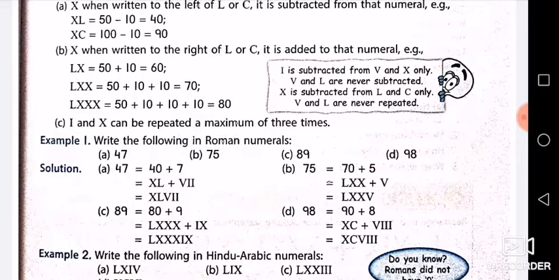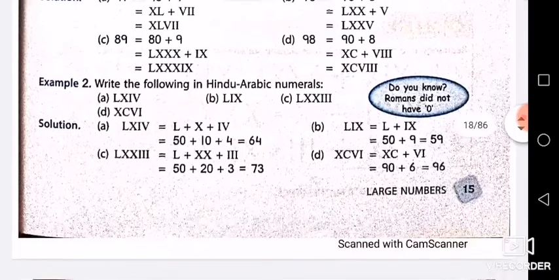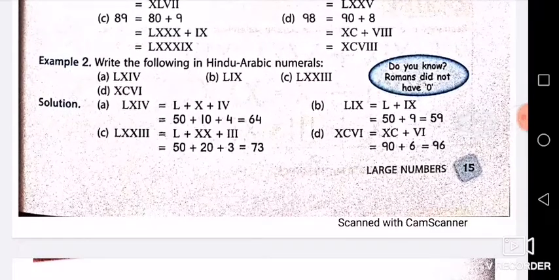98 is 90 plus 8. As I told you, the symbol for 90 is 100 minus 10, that is XC, plus 8. So that will become 90 plus 8. Now come to example 2. In example 2, the numbers have been given in Roman numerals. You have to write the numbers in Hindu Arabic numerals. You will expand that Roman numeral and then write it.